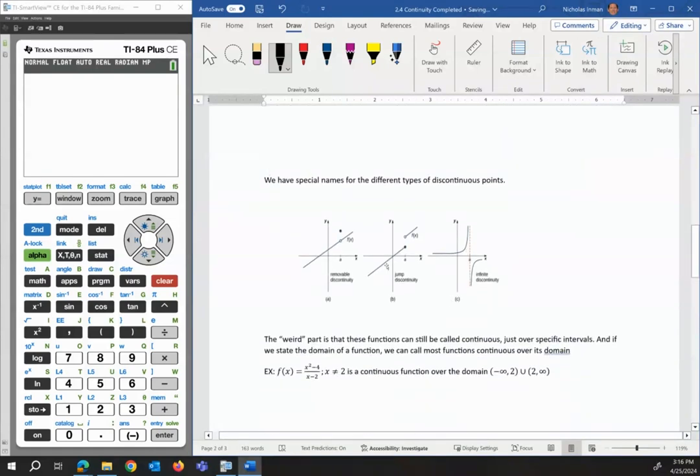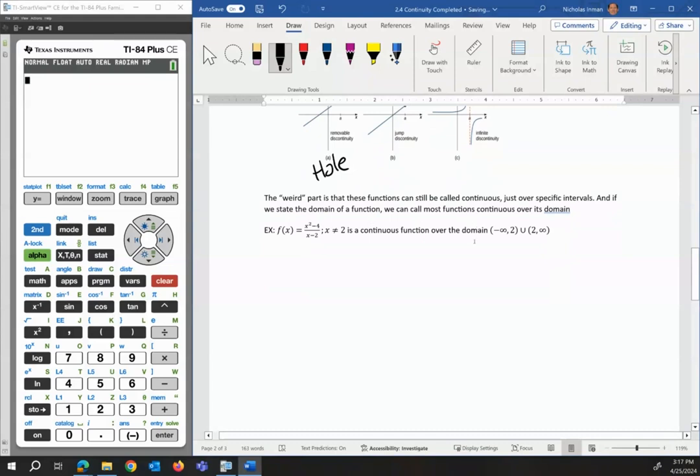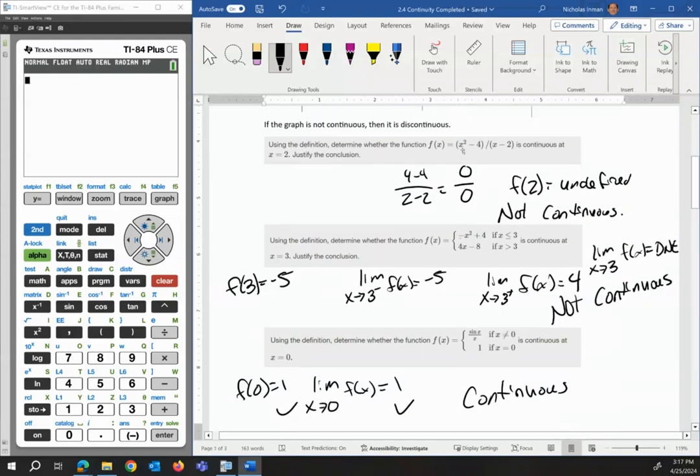We do have special names, and I talked about them. So we said this is removable, aka a hole, a jump discontinuity, and asymptotes would be an infinite discontinuity if you kind of have to cross over an asymptote for things to work. So one weird part is that certain functions can be continuous as long as we say when it's continuous, if that makes sense. So for instance, this first one that we have, we did that problem right here. We said it was not continuous because it's not defined at x equals 2.